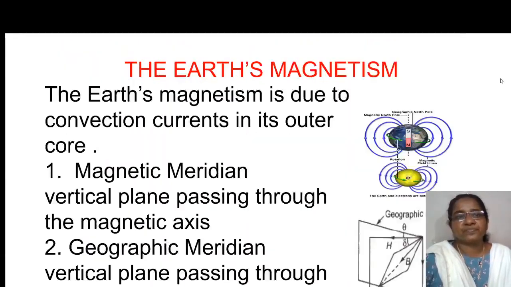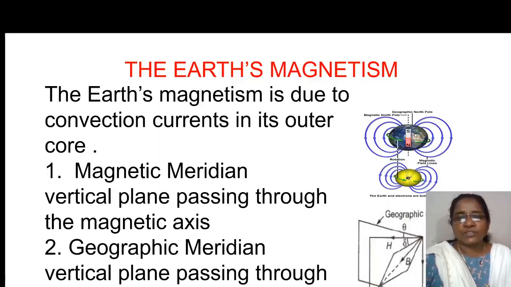Got the point? Now we are moving on to Earth's magnetism. You know that Earth has a magnetic north and south pole, and it is due to the convection current in the outer core of the Earth. You are familiar with the structure of Earth, so its inside is very hot, and there will be ions. Along with the rotation of the Earth, this rotation of the ions also produces current, which is the reason for the magnetism of Earth.